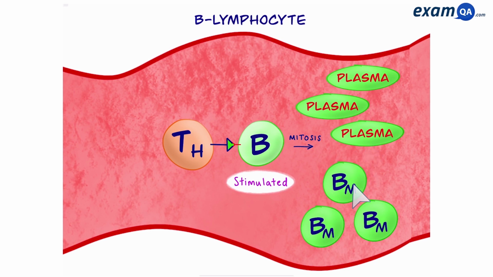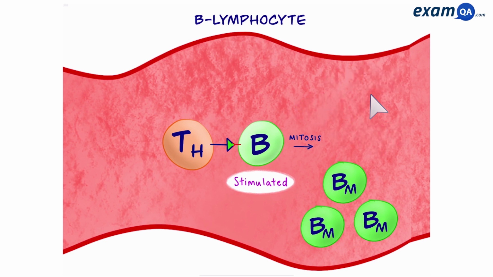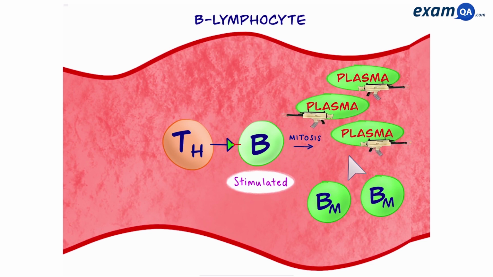B memory cells stay in the blood for a long time, whereas plasma cells immediately start producing antibodies. Very soon, these plasma cells disappear. However, if the same antigen or pathogen reappears, the B memory cells will differentiate into plasma cells. And once again, we can produce lots of antibodies.